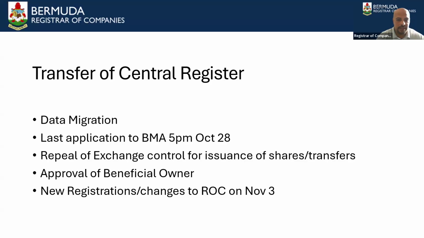As well, once the new regime comes into effect, exchange control will go away. So it gets repealed. There will no longer be requirements to get permission for the issuance of shares or transfers. That is being replaced with an approval of the beneficial owner. To clarify, that means that when somebody is becoming a beneficial owner in Bermuda for the first time, there will be an approval process for that through the Registrar of Companies. After that, that person can then be added to any other entities as a beneficial owner without the requirement to get further approvals.